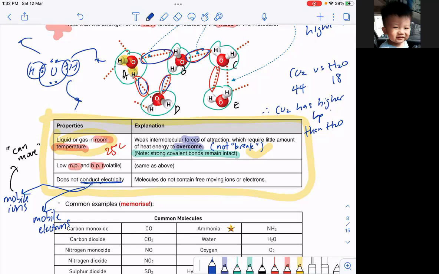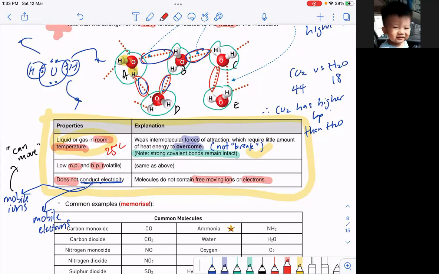Pure H2O. Not the swimming pool H2O. See, in the sea, you get lightning, you die. But pure H2O cannot conduct. Pure carbon dioxide cannot conduct. So all simple covalent compounds cannot conduct. Why? Because they do not have free moving ions or free moving electrons.